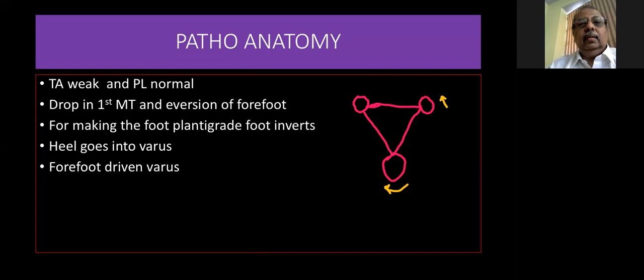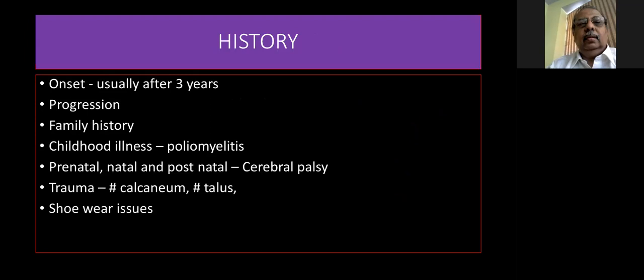Therefore, what these patients will do, they will invert the forefoot. Inversion of the forefoot leads to an inversion of the hind foot also. The heel goes into varus. So there is a forefoot driven varus in the case of Charcot-Marie-Tooth disease. The onset is usually after 3 years. You have to ask for the progression and the family history.